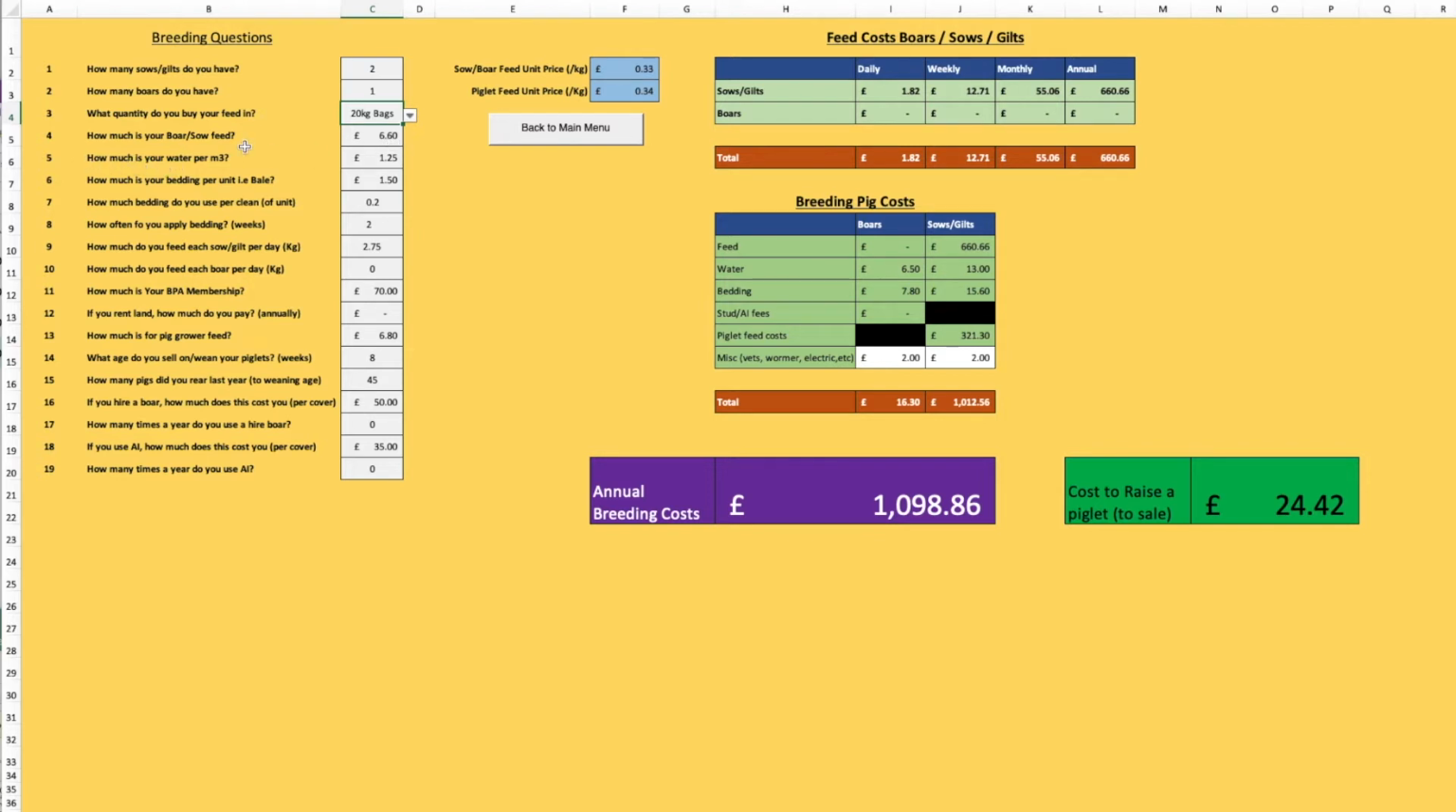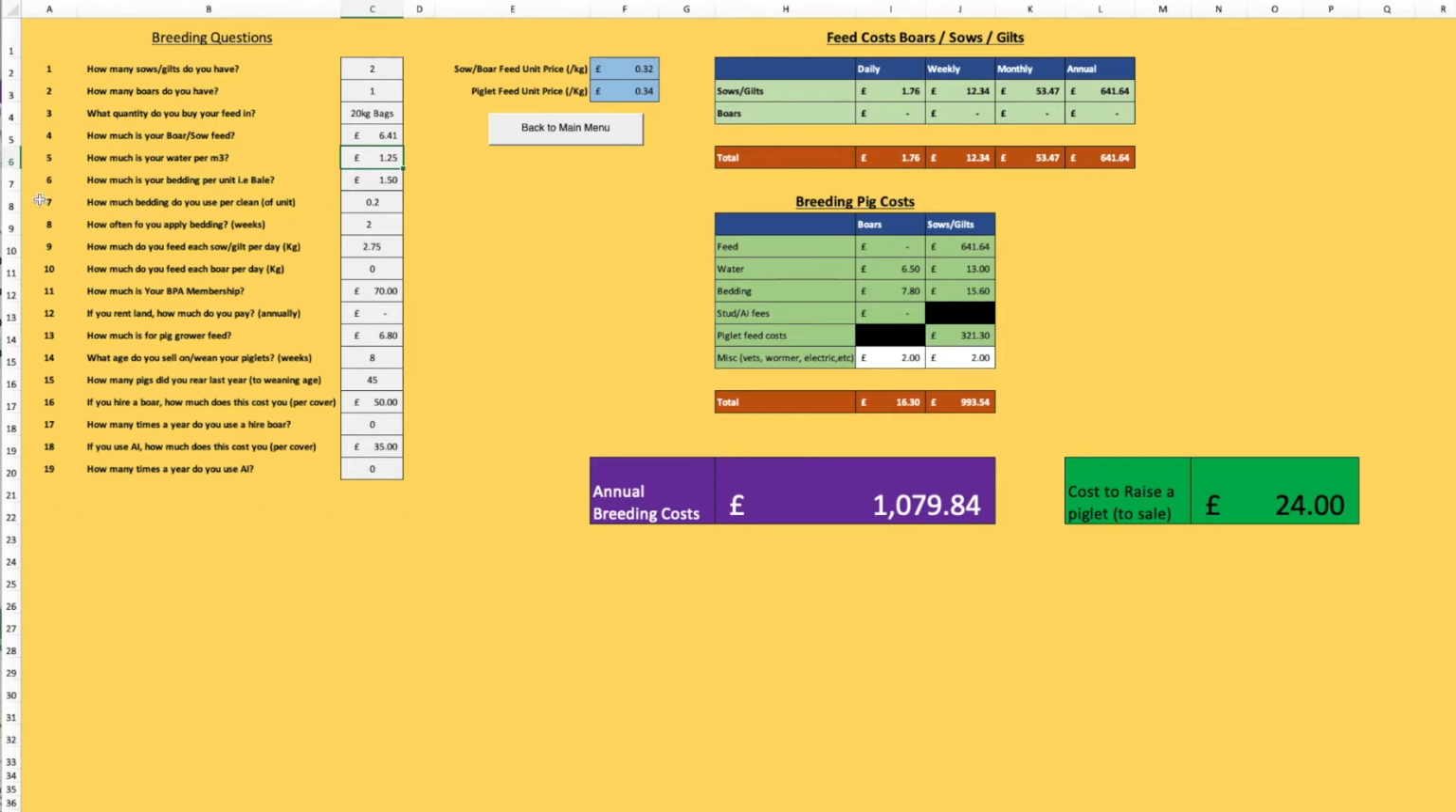And then it asks you how much you pay for your feed. So if you pay by ton, you put the ton rate in. If you pay per bag, then you put the bag in. So at the moment, it's £6.41 for a 20 kilo bag. And also water. I don't know if you're on a water meter or you pay fixed costs, but if you're on a water meter, your bill should tell you how much you pay per 1,000 litres or cubic metre of water. And that's about £1.25 for me at the minute.